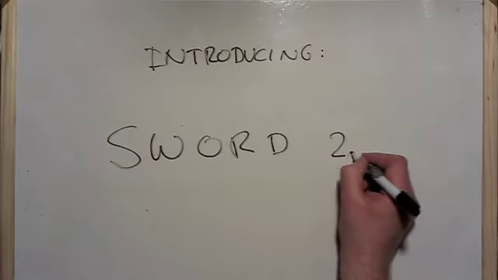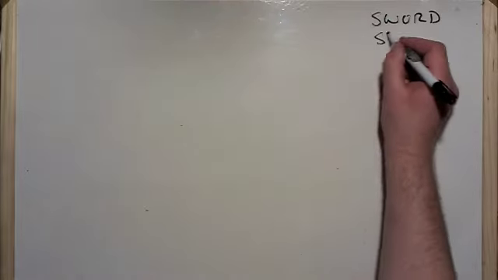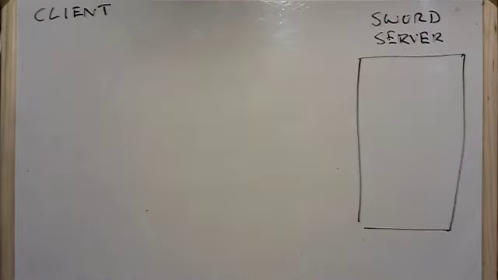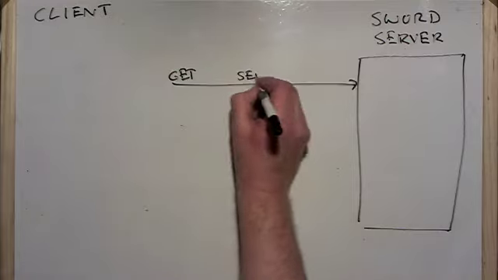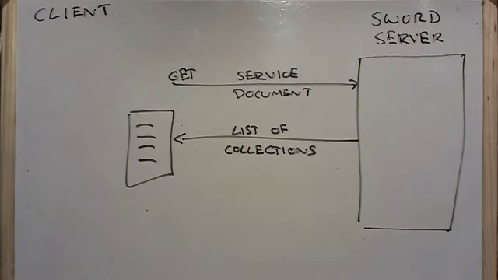Welcome to the Cottage Labs Introduction to SWORD 2.0, a protocol based on AtomPub for communicating between a server and a client for depositing scholarly content. So the first thing you want to do when you're putting content on the server is ask where to put it. And to do that, we ask for something called a service document, which gives us back a list of collections available on the server.